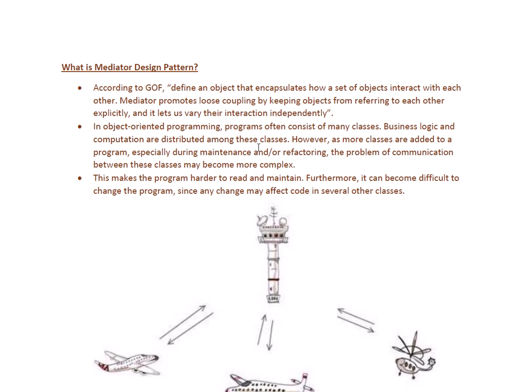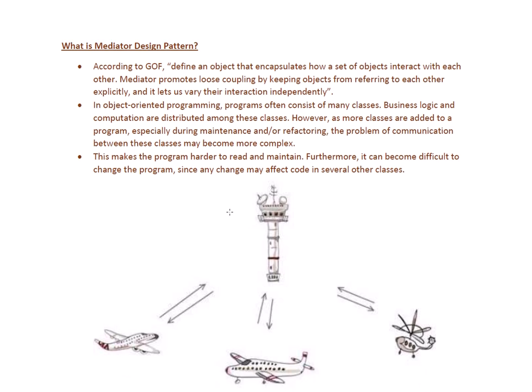In object-oriented programming, programs often consist of many classes. Business logic and computation are distributed among these classes. However, as more classes are added to a program, especially during maintenance or refactoring, the problem of communication between these classes may become more complex. It is very difficult to debug also. This makes the program harder to read and maintain. Furthermore, it can become difficult to change the program since any change may affect code in several other classes, hence causing a lot of regression. So in order to avoid such things, we need to make use of this pattern.